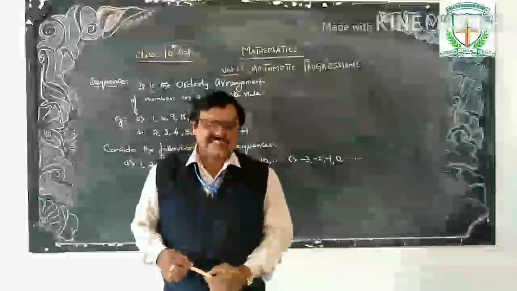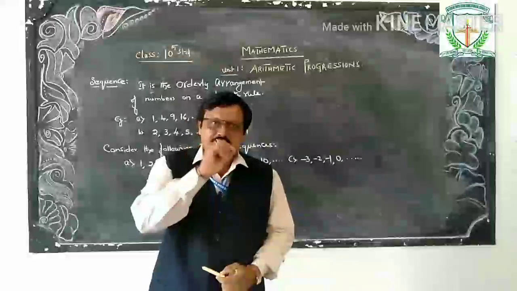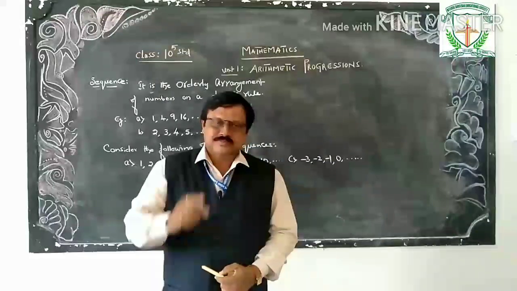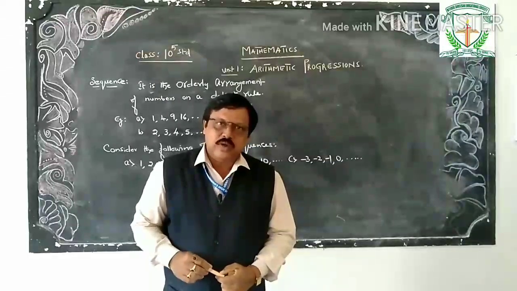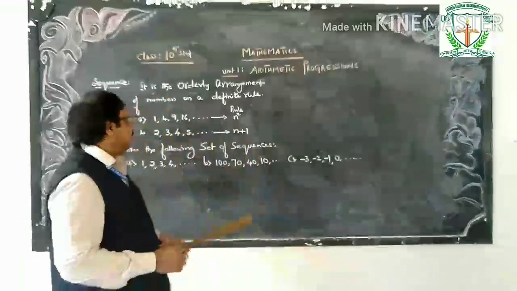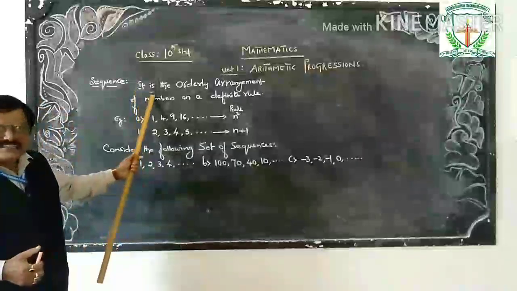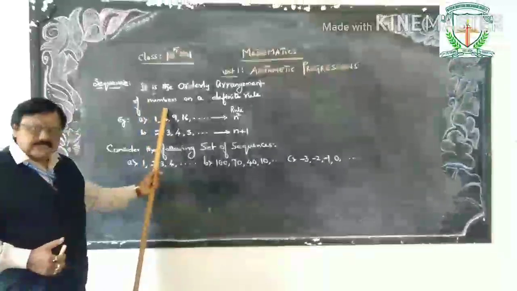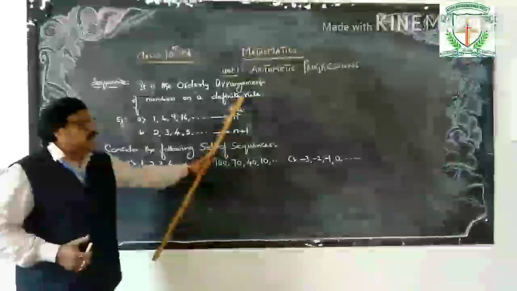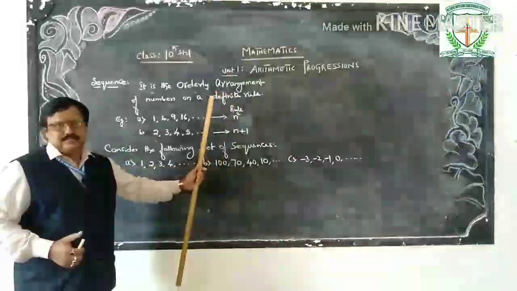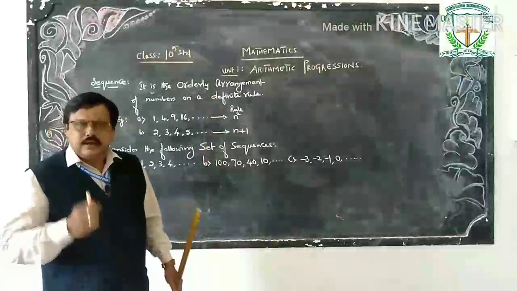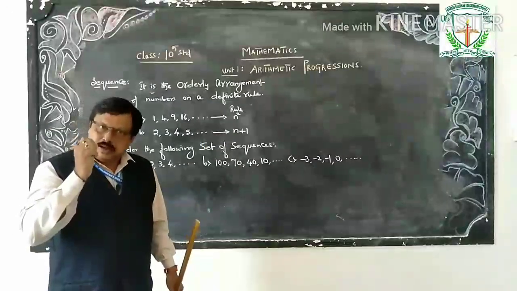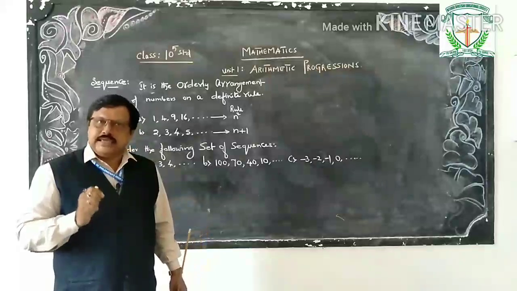In my last class, we discussed sequences. Can you tell what a sequence is? Yes, it is the orderly arrangement of numbers on a definite rule. Take out a notebook and a pen and write down whatever I give.